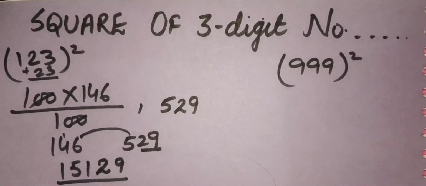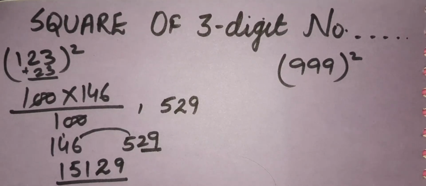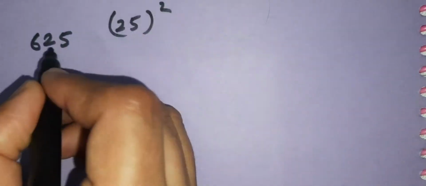In the same way, you can get the square of any number. This is a small number nearer to 100. But now we'll try another number, a middle three-digit number. The number I'm going to pick is 625. As you know, 625 is the square of 25, so we will use it here also. That's why I'm using this.